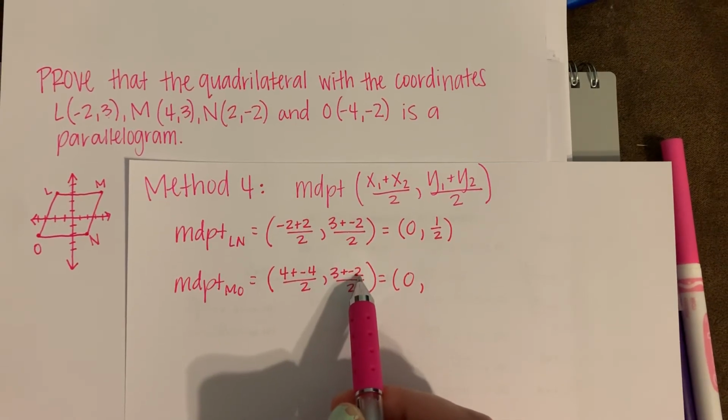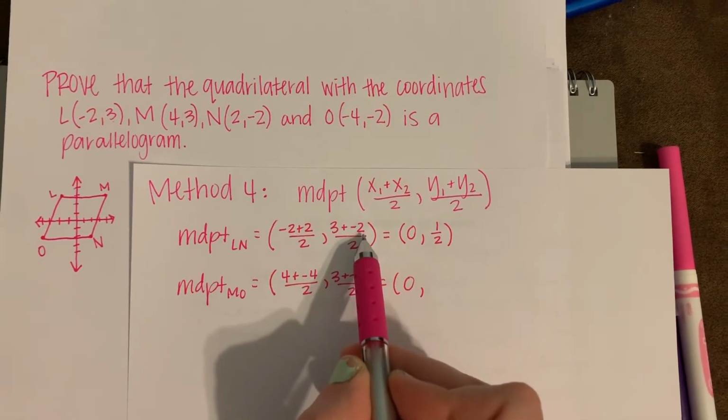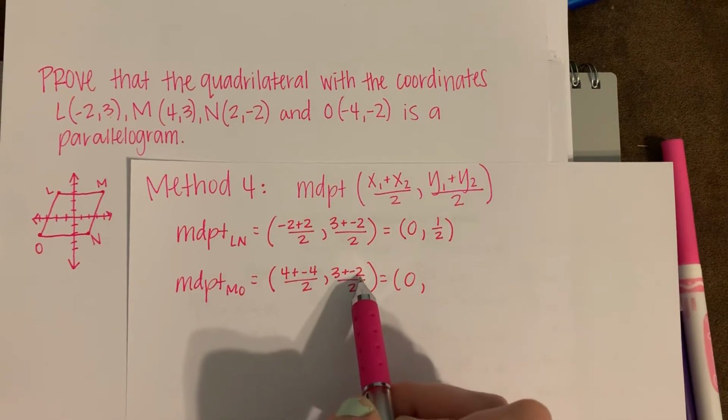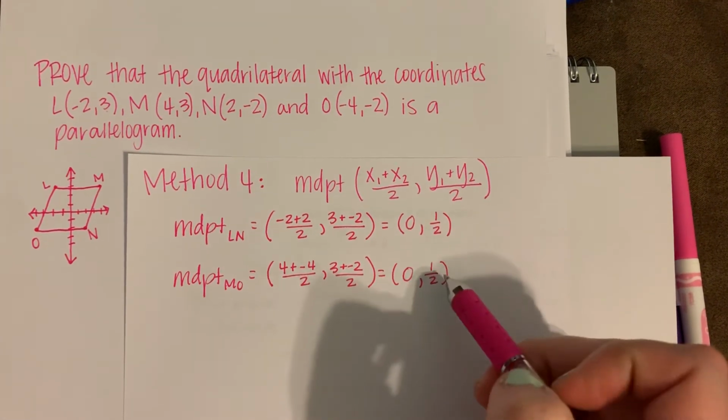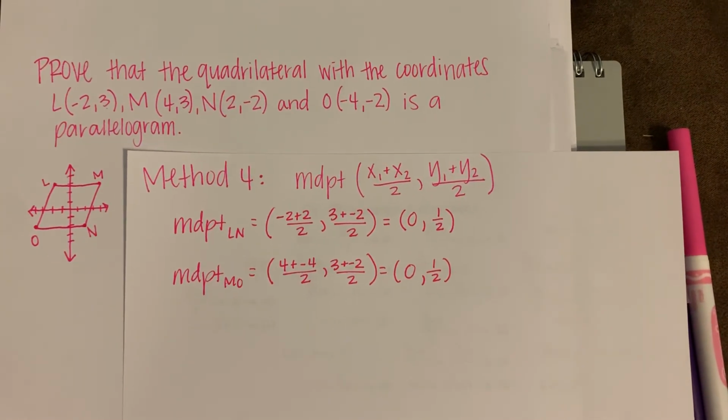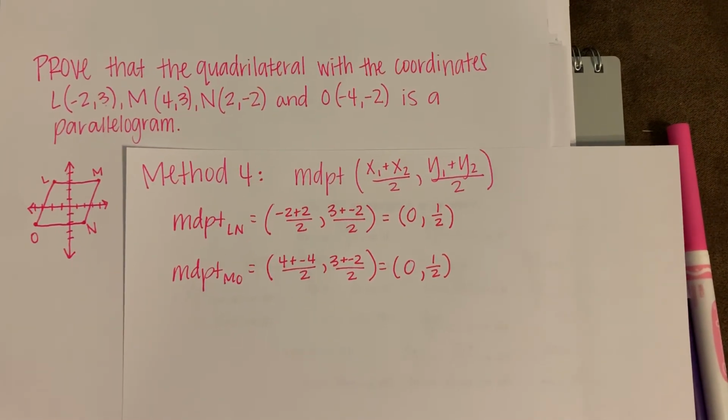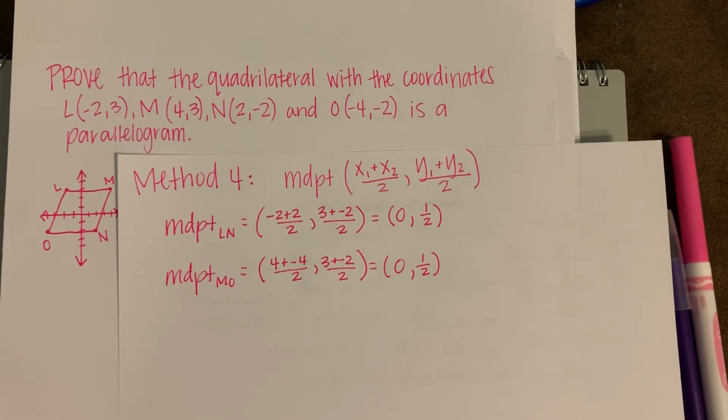3 plus -2, okay, I can see that's the same as this. 3 plus -2 is 1. Over 2 is 1/2. So yes, they have the same midpoint. That means they cut each other in half at the same exact point. That is it for method 4.